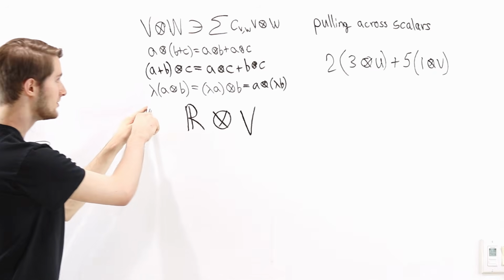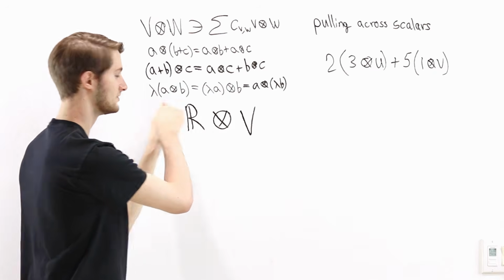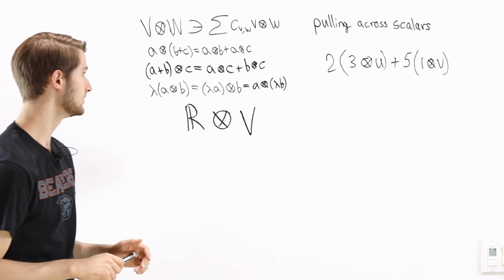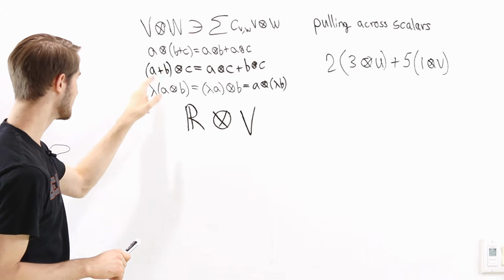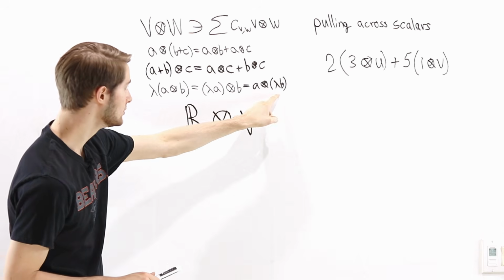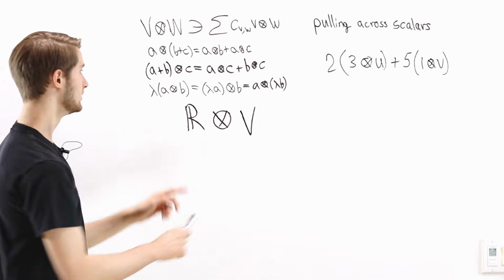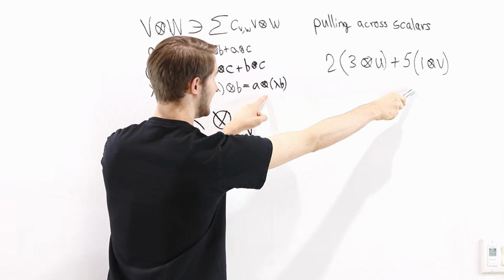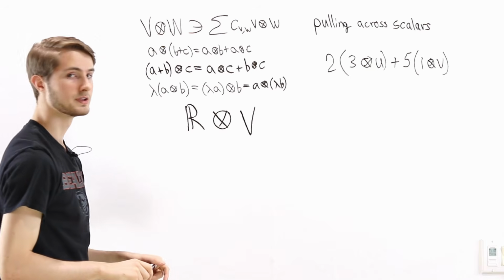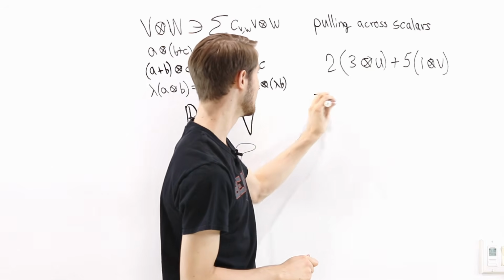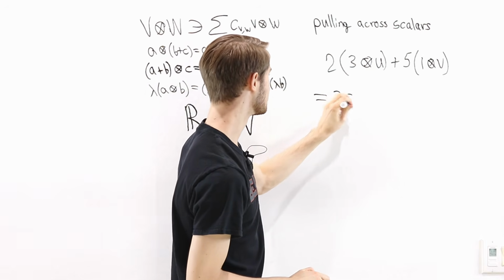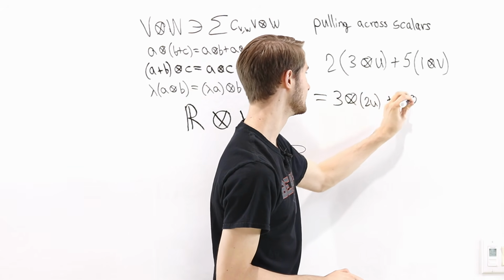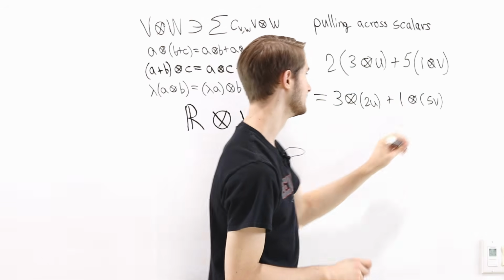Now, we have to think about what we can do to pull across scalars to simplify these tensors over here. The first thing we know is that we can take the scalars on the outside and bring them over to this tensor on the right. 2 times 3 tensor u is equal to 3 tensor 2u. So we can do that to this first element over here. We can write this as 3 tensor 2u. And the same thing over here, 1 tensor 5v.